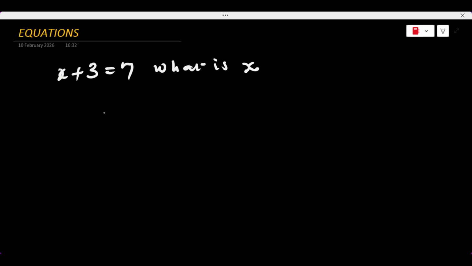Learners, an equation is a math sentence with an equal sign. The equal sign means both sides are the same value. So what it means is that the values here are the same as the one after the equal to sign. And our goal is to find the value of what? X. And to do that, we have to isolate the X to stand on its own. Meaning, we are leaving the X alone on one side.